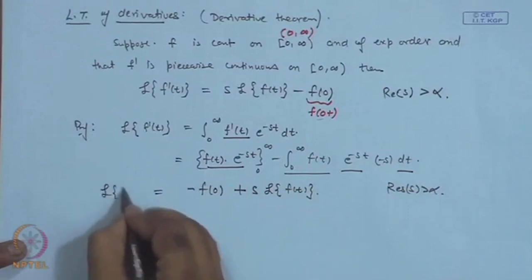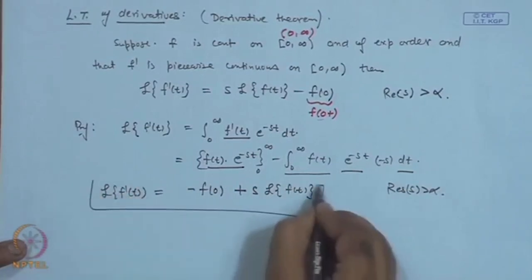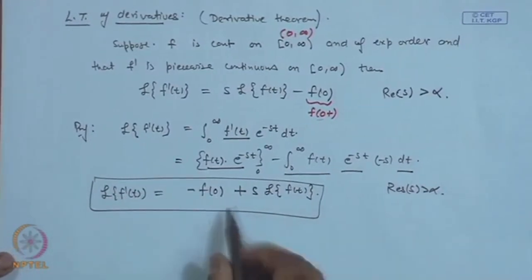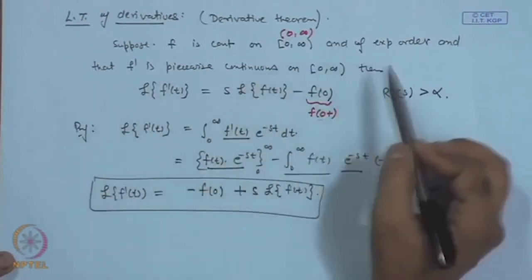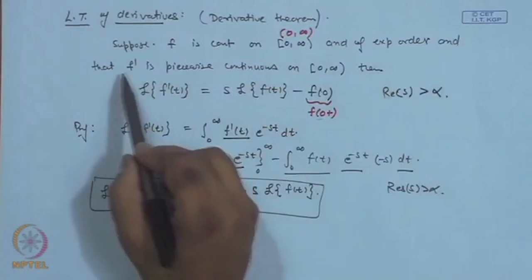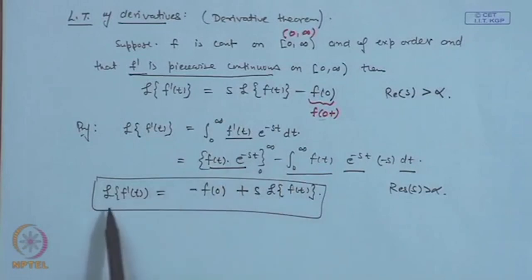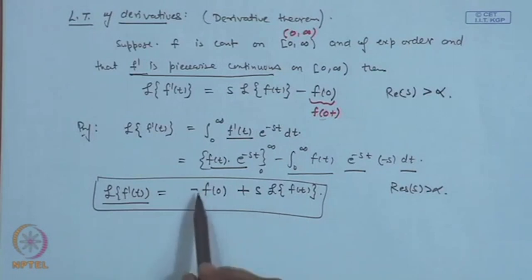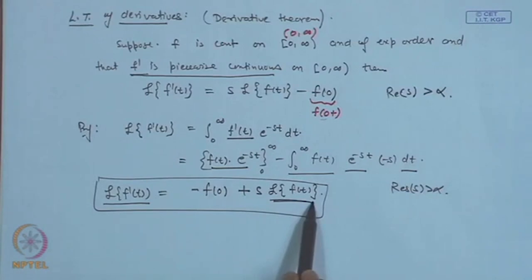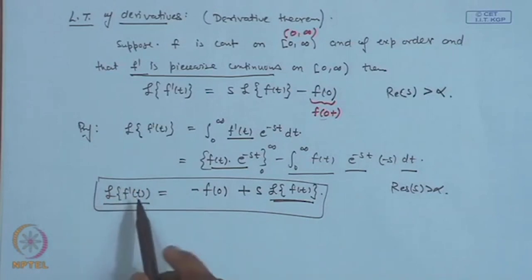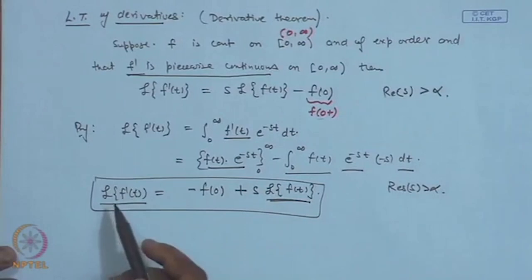So this is the result: the Laplace transform of f prime t is minus f(0) plus s times the Laplace transform of f t. The interesting feature is that we do not need the condition that f prime is of exponential order. We assume only that f prime is piecewise continuous, so without requiring f prime itself to be of exponential order, we can get its Laplace transform.